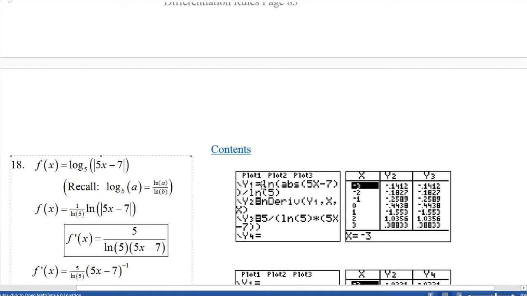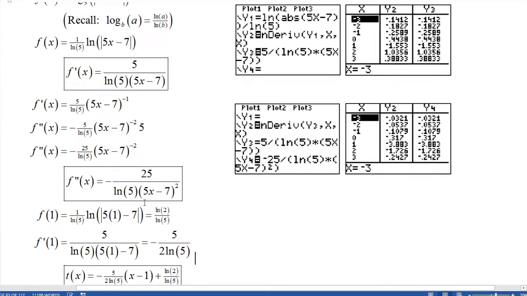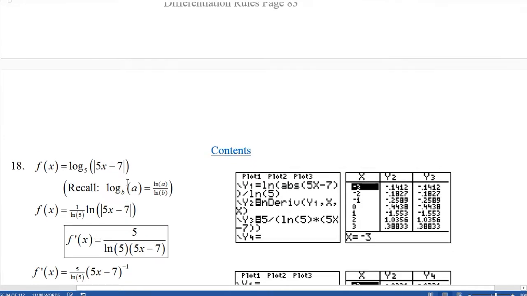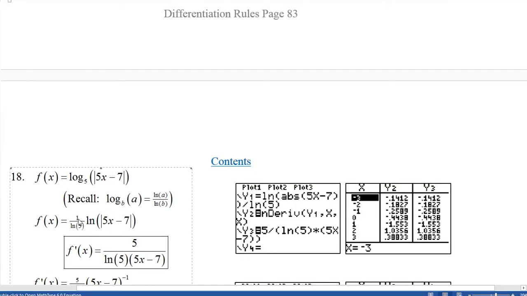I can check this in my calculator, but I'm going to have to enter the function this way if I've got the older operating system on a TI-84. So I'm going to have to enter it as ln of absolute value. Absolute value, of course, ln, there's a button right on the calculator for that. ABS is found under math, right arrow to num, and I think it's the first one. And then put your 5x minus 7 in parentheses, close the parentheses for the ln, divide by ln of 5. So that's the original function.